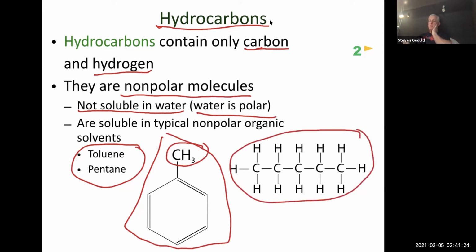Pentane means, penta is like pentagon. Pentagon is how many sides? 5. So penta is 5 carbons: 1, 2, 3, 4, 5. And the ANE ending means it's all single bonds. We're going to determine how to name these things in just a second. So that's toluene, and this is pentane. And those are hydrocarbons. There's no polarity. They're non-polar compounds.